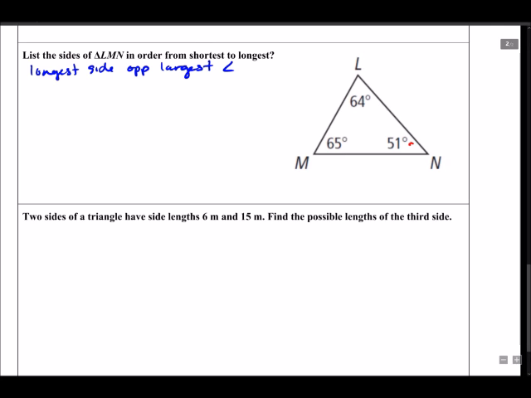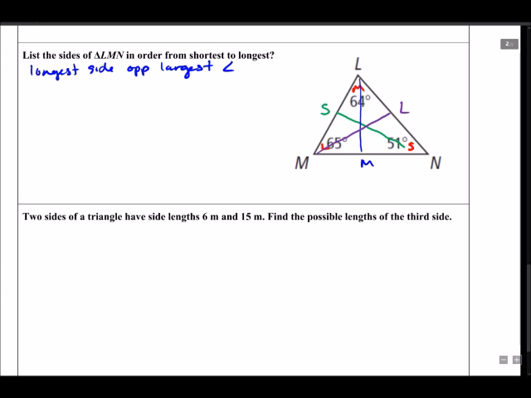So I see a small angle there, and a medium angle there, and a large angle there. So all I have to do is go directly across from my small angle, opposite that. This is my short side. Opposite my medium angle, there's my medium side. Opposite my large angle, there's my long side.